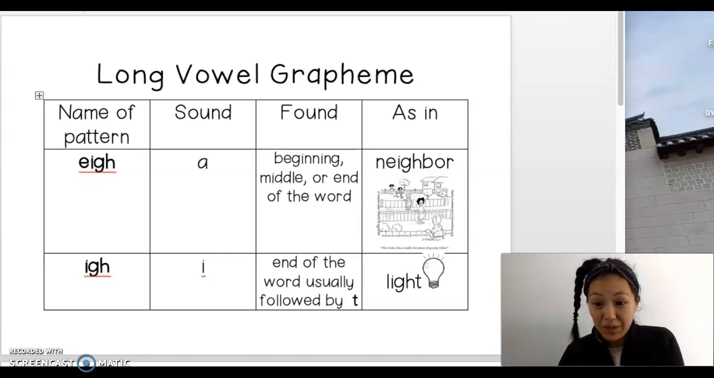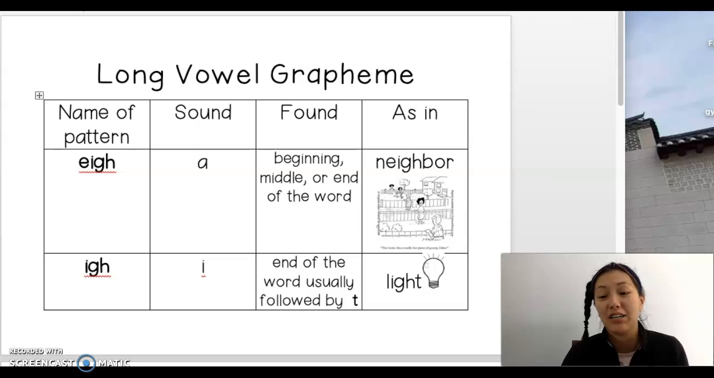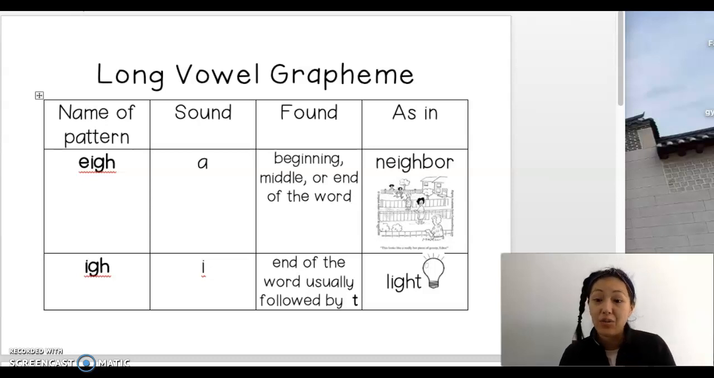So, the last 2 weeks we were working on diphthongs. And remember, diphthongs are good. They're the rock stars of our vowels. They make a different and unique sound. We are going to move on to a new phonics rule for the next 2 weeks.